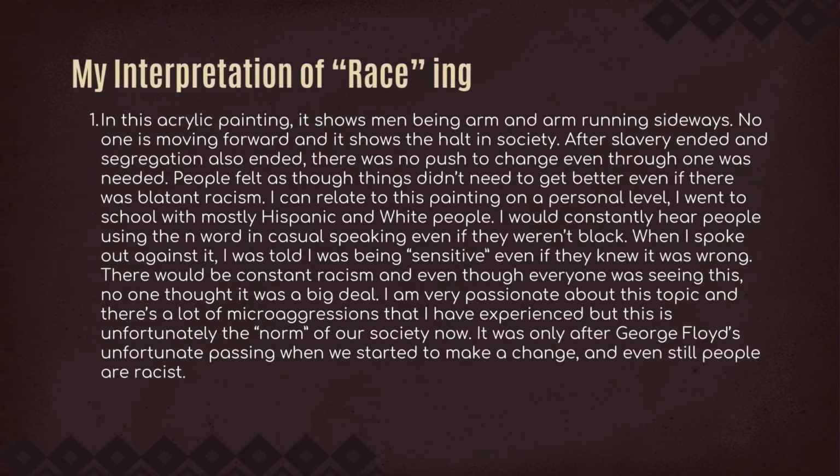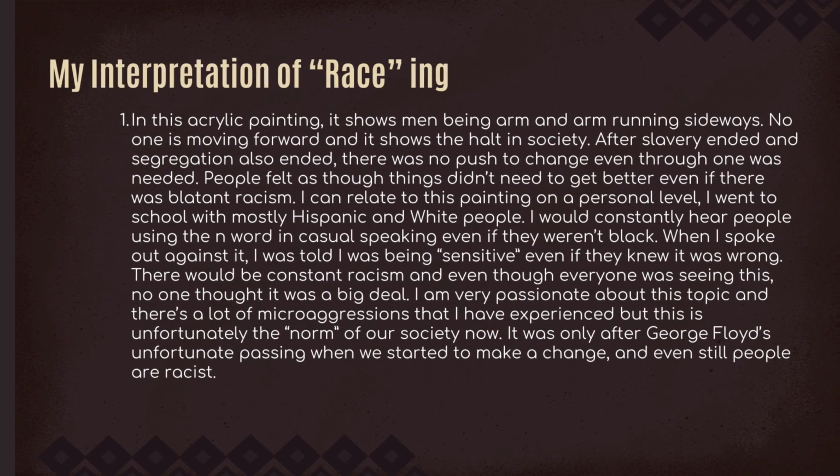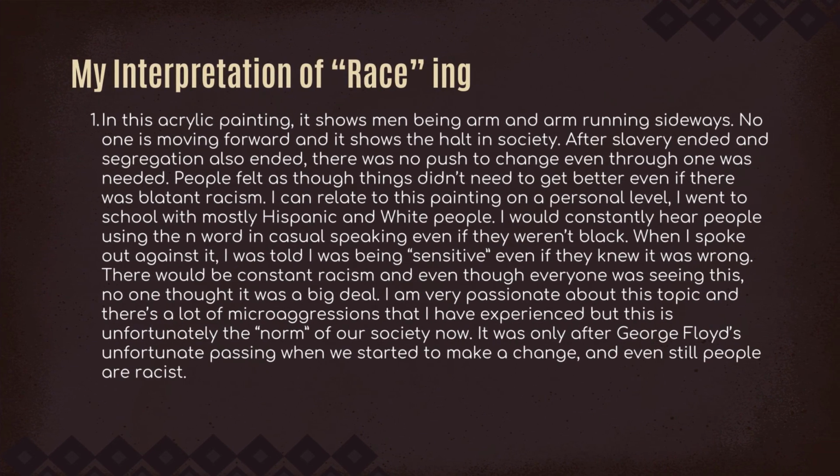So, my personal interpretation of Race is that in this acrylic painting, it shows men being arm in arm and running sideways. No one is moving forward, and it shows the halt in society. After slavery ended and segregation also ended, there was no push to change, even though one was needed. People felt as though things didn't need to get better, even if there was blatant racism. I can relate to this painting on a personal level.